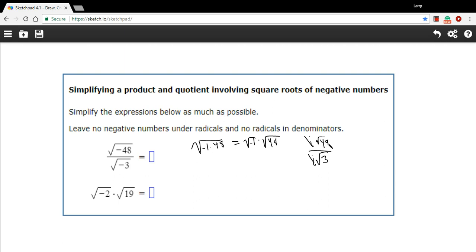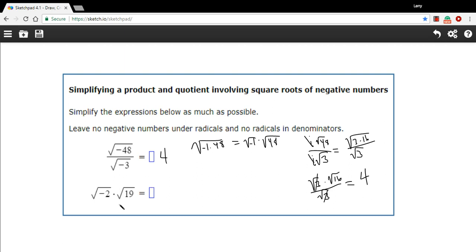Now, on the top, I've got the square root of 48. I can definitely do some factoring in there. In fact, I know that 48 is 3 times 16. So here we have the square root of 3 times 16 over the square root of 3. I can rewrite that as the square root of 3 times the square root of 16 over the square root of 3, and I've got square roots of 3 on the top and the bottom, so those can cancel. And all I'm left with is the square root of 16, and that is just 4. So this whole thing simplified to 4.